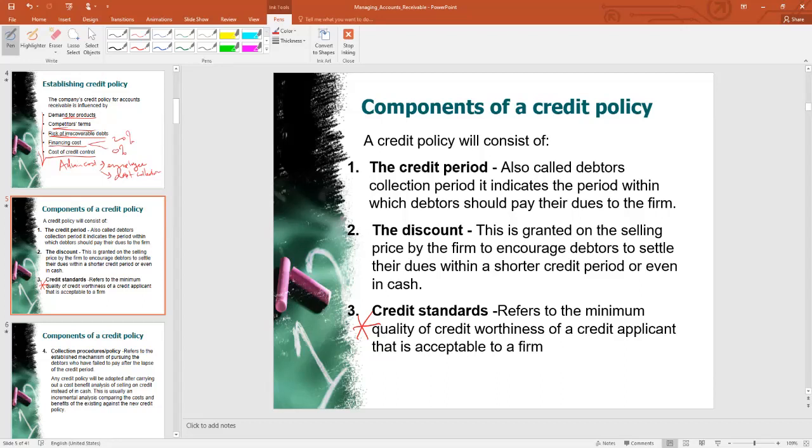Okay, what is called the credit standard. Before we can extend any credit to you, what are some of the conditions that must be achieved first? They call these the credit standards here.